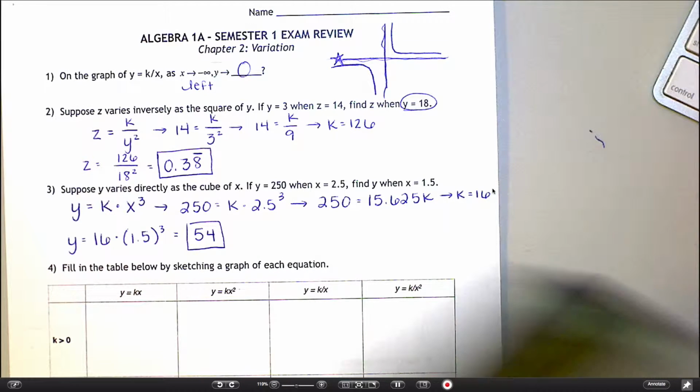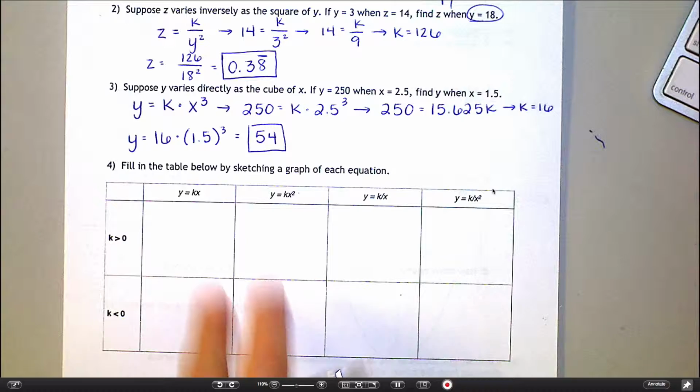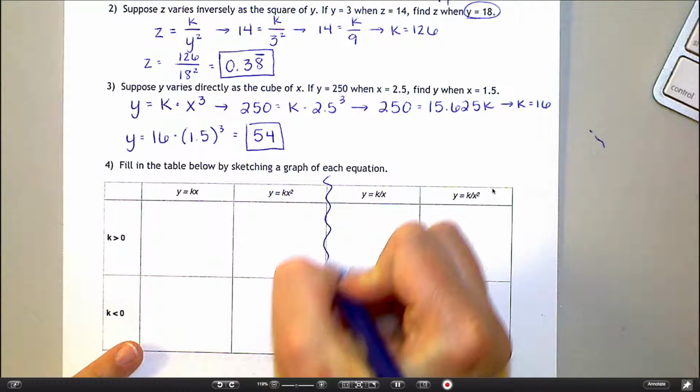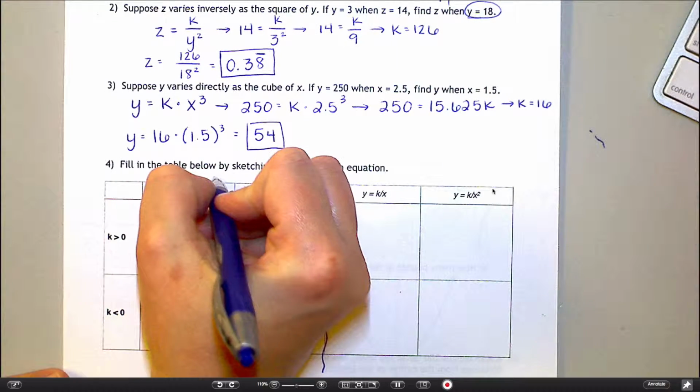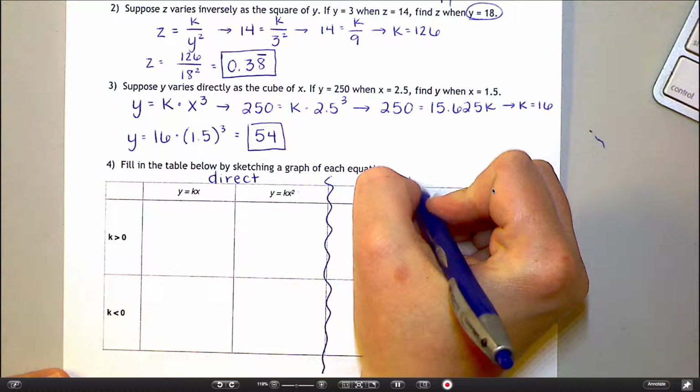Okay, this next part, this table, is really just seeing if you remember what all of these graphs look like. So these two are direct variation, these two are inverse variation. That would be a good kind of distinction to know. So these are direct, these are inverse.